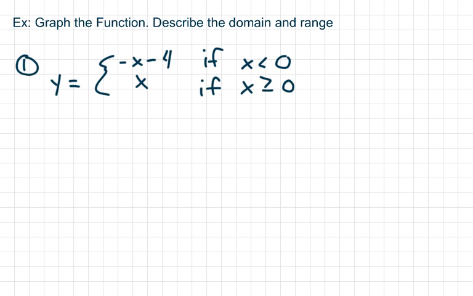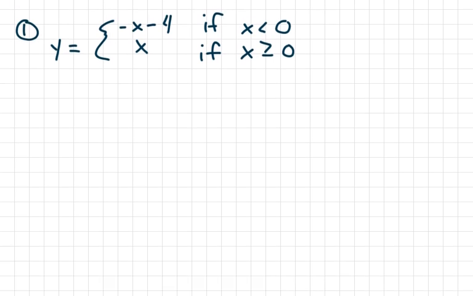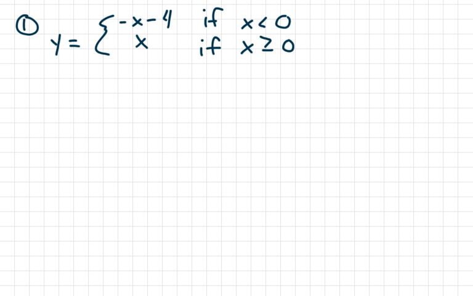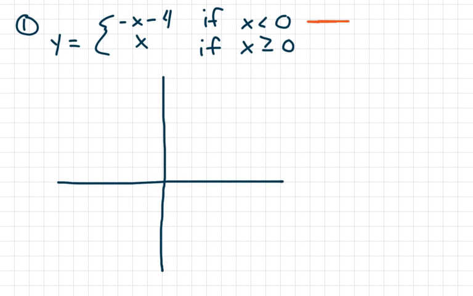So I'm going to bring in some graph paper here. And we've got our function here, y equals negative x minus 4 if x is less than 0, and then x if x is greater than or equal to 0. So I'm going to draw my graph here. Now I'm going to do the top function in red, and I'll do the bottom function in blue. Let's start with the top function, negative x minus 4.